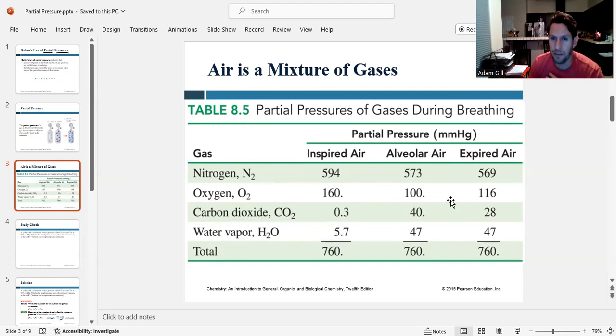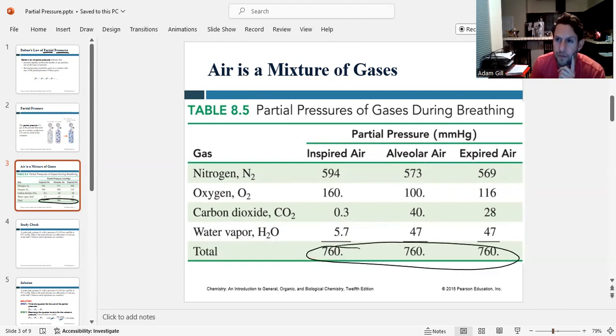Now, inside your lungs, those ratios are a little different. There's a little bit more carbon dioxide. There's a lot more water vapor inside your lungs. There's a little bit less oxygen and a little less nitrogen. And then air that you exhale is going to have slightly different ratios. But notice that the totals are all the same. And so the total pressure is equal to the individual pressures added up. These ratios can be different, but as long as you have the same total moles of gas, you're going to have the same total pressure.